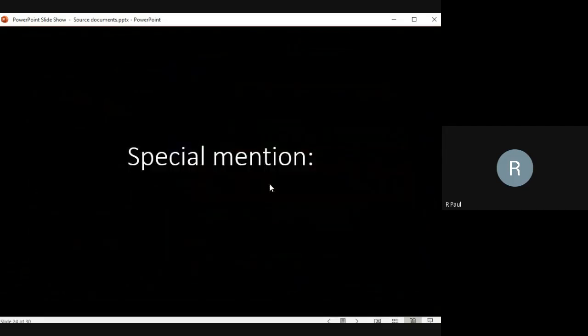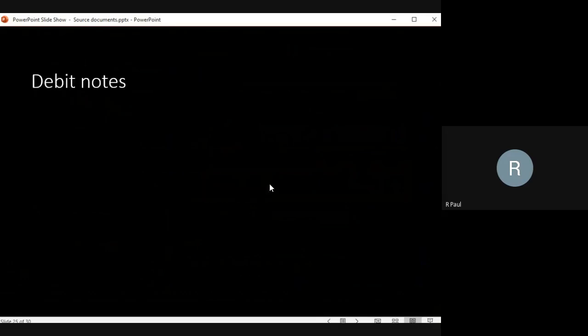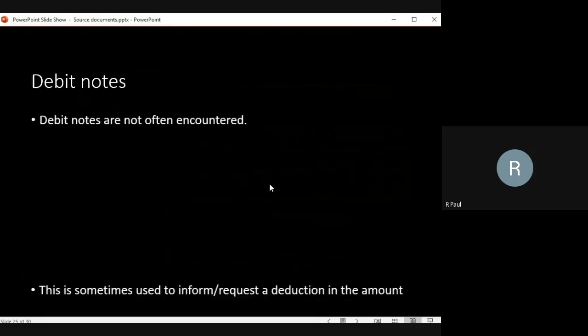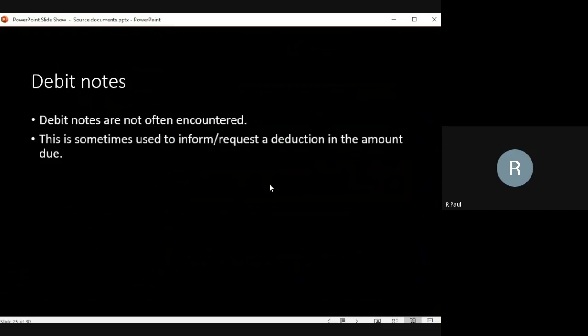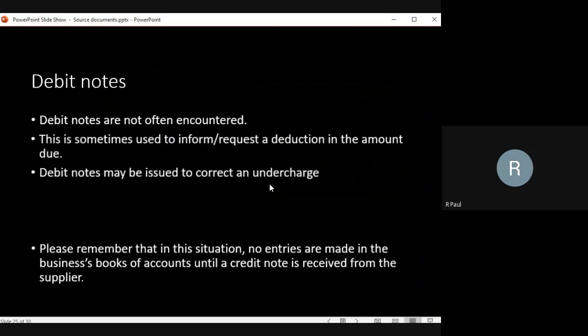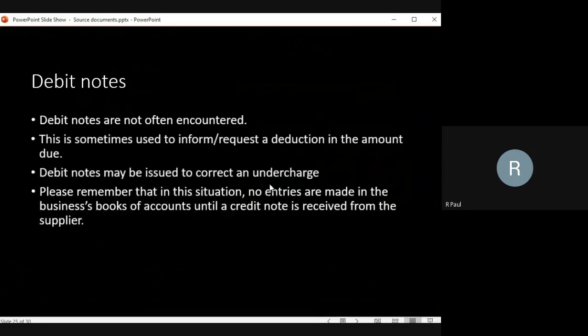Now, as I said before, there will be a special mention of a debit note. Debit notes are not often encountered. This is something used to inform or request a deduction in the amount due. Debit notes may be issued to correct an overcharge. Please remember that in this situation, no entries are made in the business books of accounts until a credit note is received from the supplier.